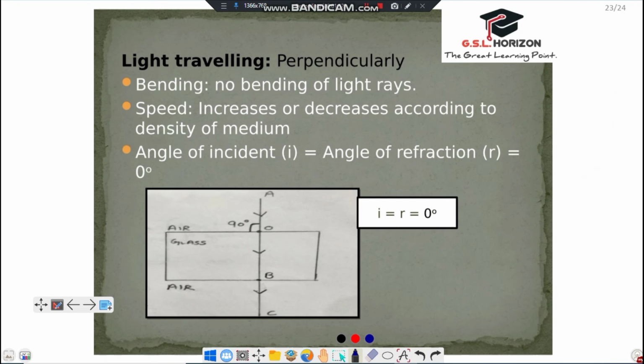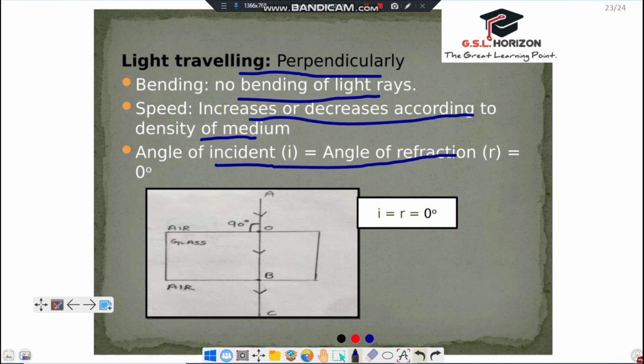Friends, comes to the next one. When light is traveling perpendicularly, no bending of light rays occurs. In this case, the speed increases or decreases according to the density of the medium. The angle of incidence is equal to the angle of refraction, equal to 0 degrees.